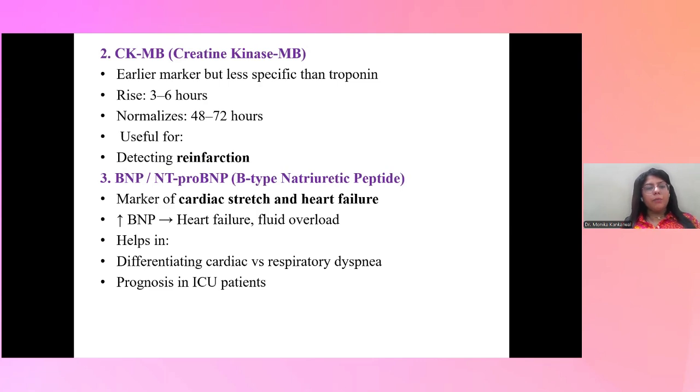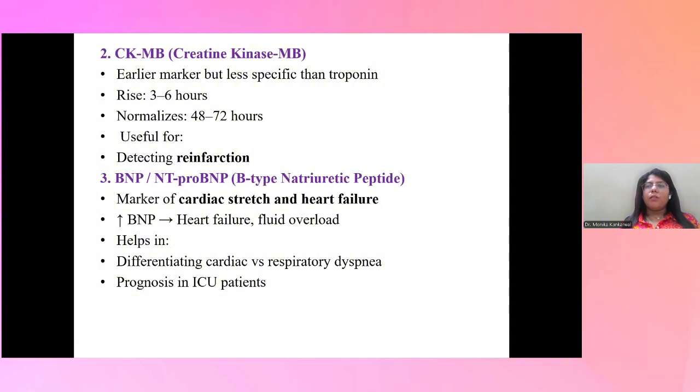Now, the third cardiac biomarker is BNP, B-type natriuretic peptide, and N-terminal pro-BNP. Again, it's a cardiac biomarker and basically released by our ventricular myocardium. So this is released when there is a stretch in the ventricular myocardium, when there is cardiac stretch and when there is heart failure.